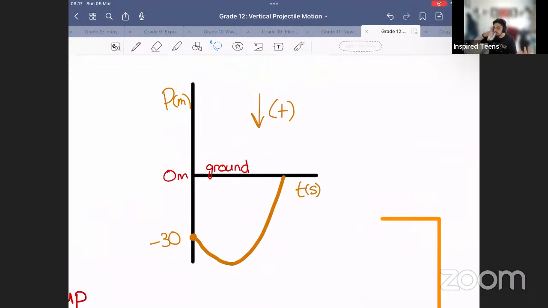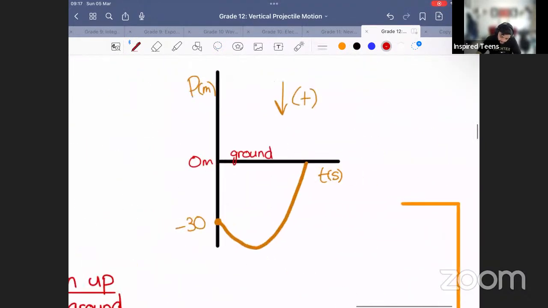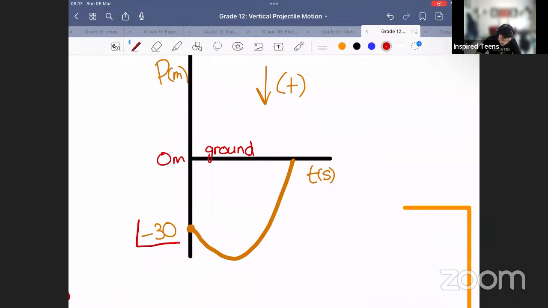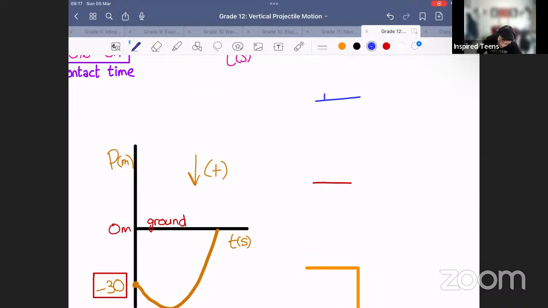So in this specific case, let's have a look at this. When down is taken as positive, remember, the upward direction is now negative because down is taken as positive. So in this case, it actually starts negative 30 meters away from the ground. That's why it has to be below. Why negative 30? Because if we consider the ground and we consider our platform, the platform relative to the ground is above it. So since the platform relative to the ground is above it, it's actually in the upward direction.